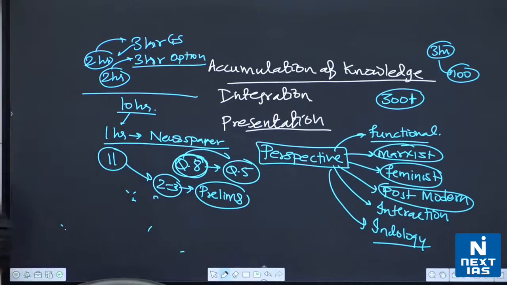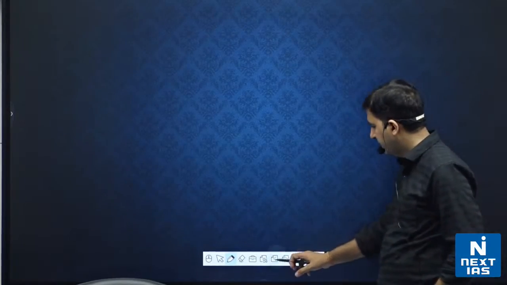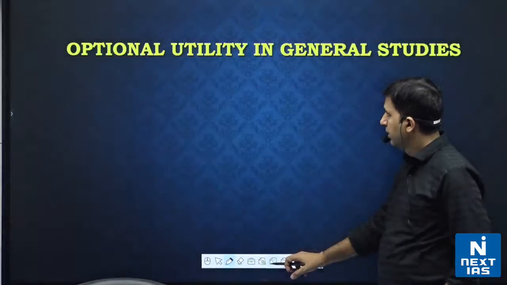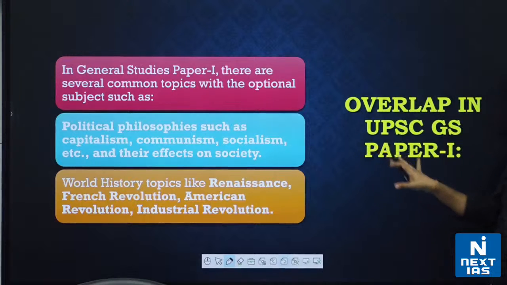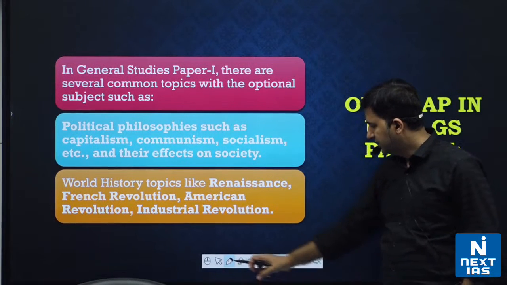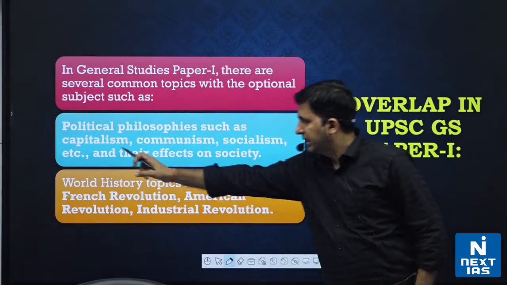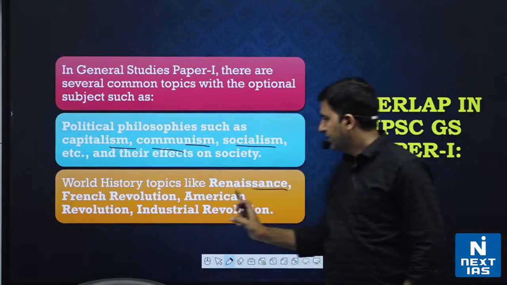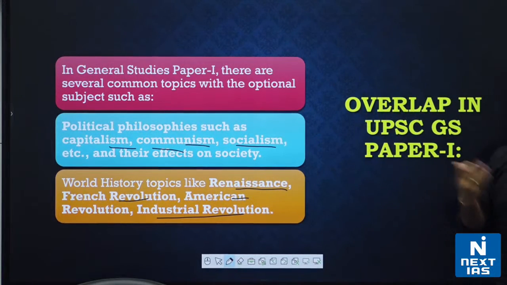Right? So let me check some of the online student queries. How does the optional subject help in other papers? As I was mentioning, let me show you the slide that will further clarify this idea. So, sociology optional utility in general studies. We have these general studies topics of GS paper 1 where sociology has exactly the same syllabus. In sociology you will find topics like capitalism, entire Marxism is based on capitalism, communism is there, socialism is there. Along with that, Renaissance we discuss, French Revolution we discuss, Industrial Revolution we discuss, and also partially American Revolution. So your world history can be covered along with it.